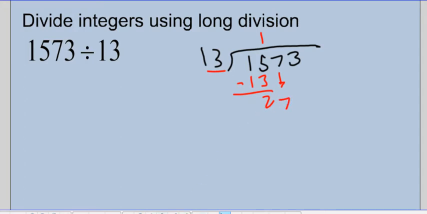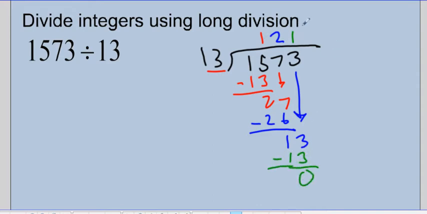So I get 27, and I ask, how many times does 13 go into 27? And that's 2 times, and 2 times 13 is 26. You subtract those, you get 1. And then I drop down that 3. So you have 13. How many times does 13 go into 13? 1 time. And 1 times 13 is 13. So when you subtract that, you're left with 0, so no remainder. So your final answer is 121.